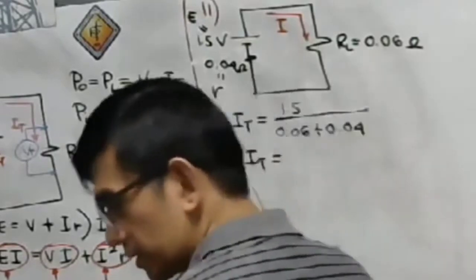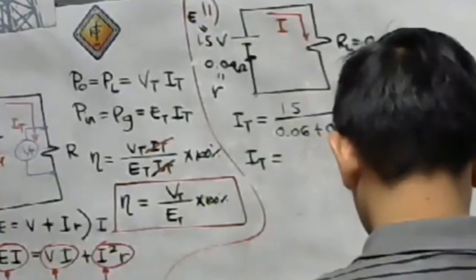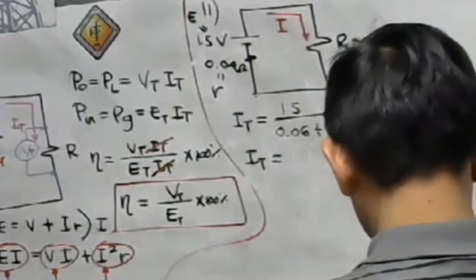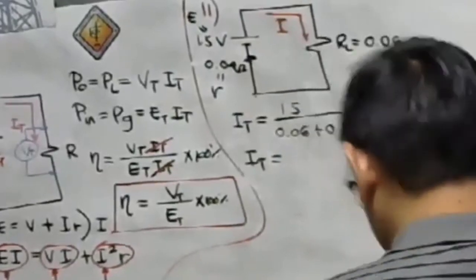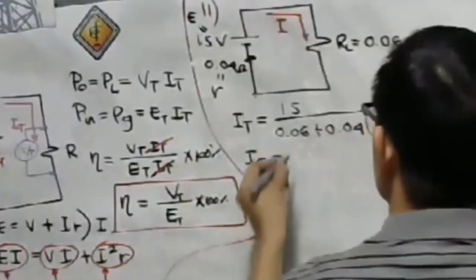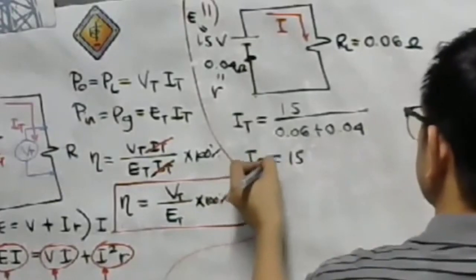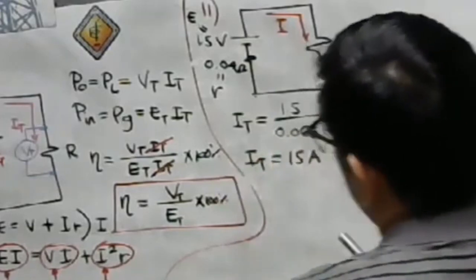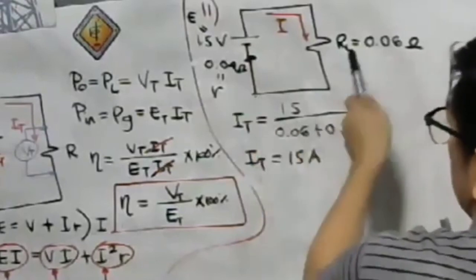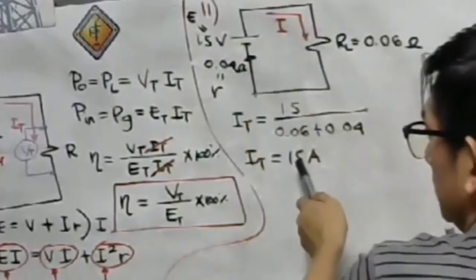So our total current will be equal to, what is the total resistance? So we have 0.06 plus 0.04. So our total current will be equal to 15 ampere. So let us double check. We have 1.5, that is the total voltage, over total resistance, which is the series combination of the two resistors, 0.06 and 0.04 ohm. We come up with 15.